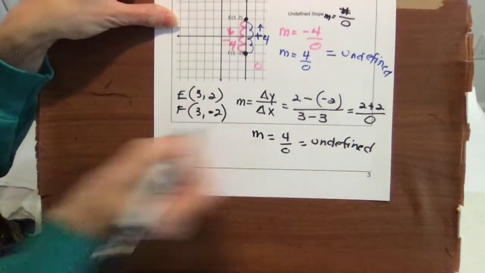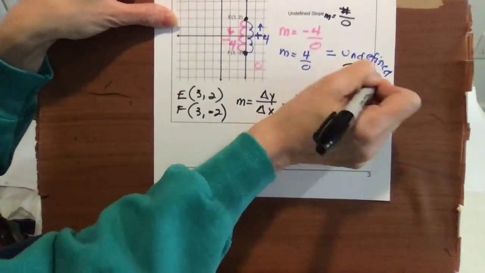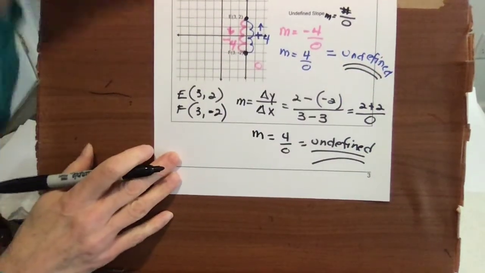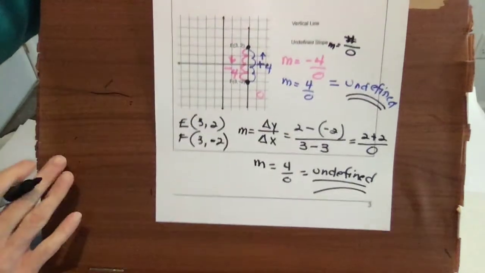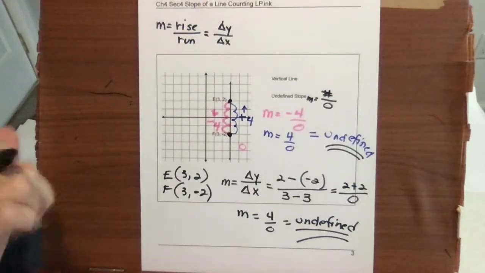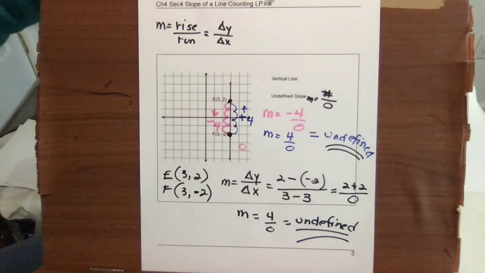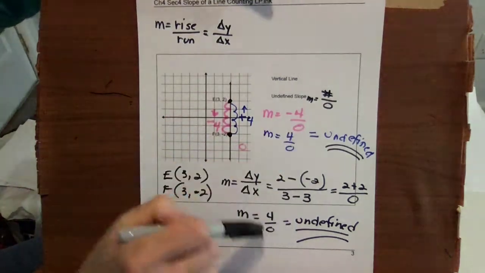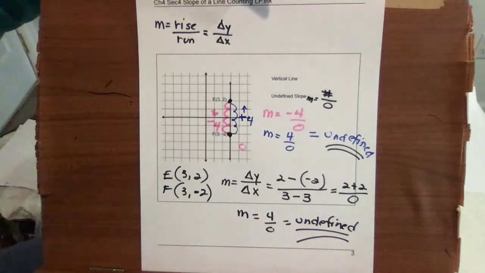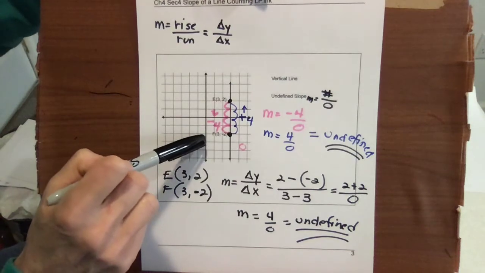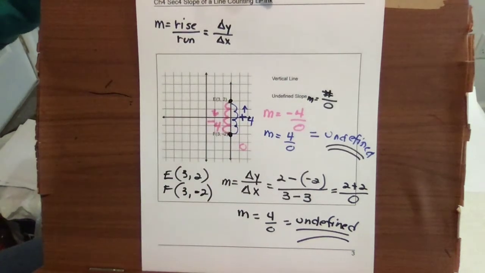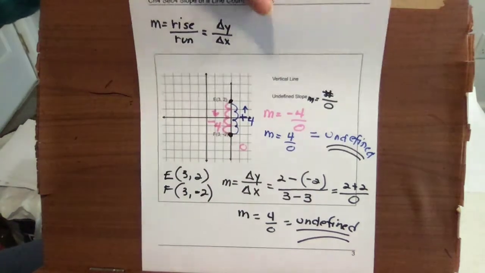So that's what you want to write as your final answer for slope, whether you're calculating or counting. So all vertical lines have an undefined slope. So if you do see a vertical line and you don't want to go through the counting and calculating and you have it memorized and it makes sense now, as soon as you see a vertical line, its slope is undefined.